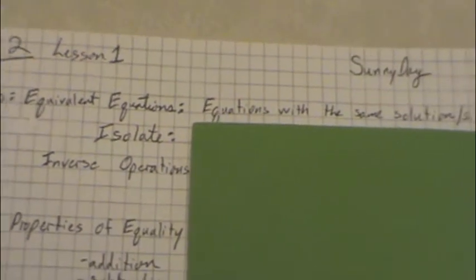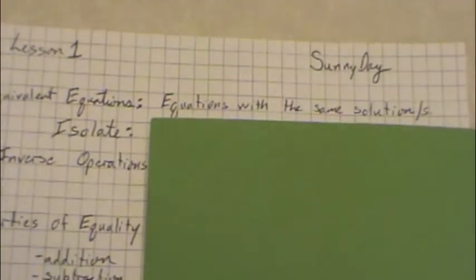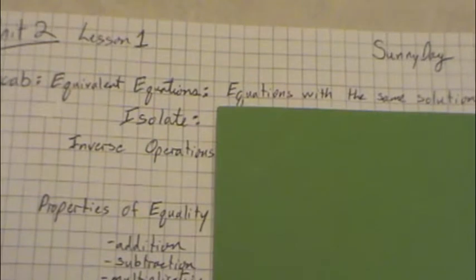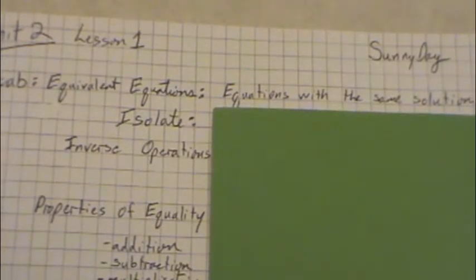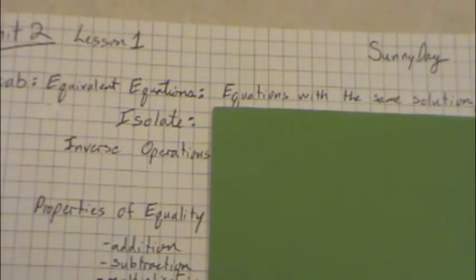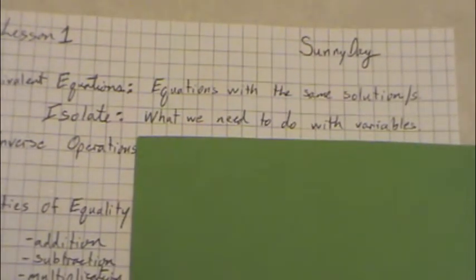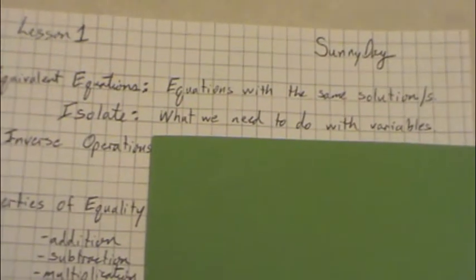Your definitions are, this one hopefully is pretty simple: equivalent equations, equations with the same solution or solutions. Isolate, which you know means to make something all by itself or lonely. In this case, in algebra, isolate is what we need to do with variables. We try to get variables all by themselves with a coefficient of 1.